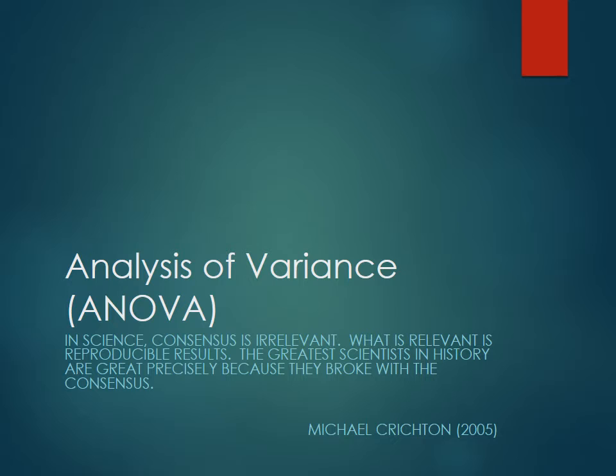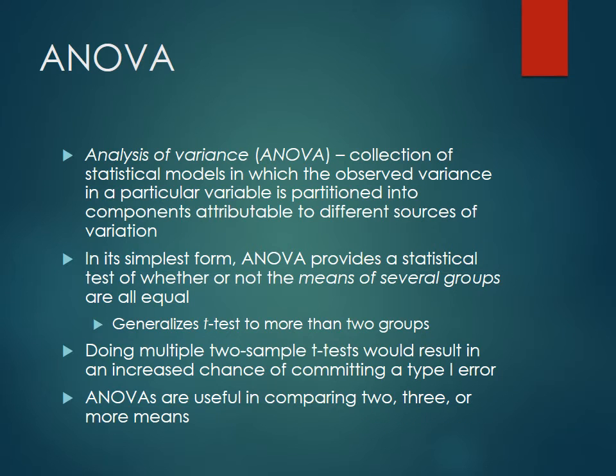So the first thing we're going to talk about today is going to be analysis of variance, or ANOVAs. You see this pop up pretty frequently in the medical literature. Basically, the analysis of variance is a collection of statistical models in which the observed variance in a particular variable is partitioned into components attributable to different sources of variation. So simply what this means is that you're going to apply ANOVAs when you're testing for statistical significance between several groups that are all considered to be equal.